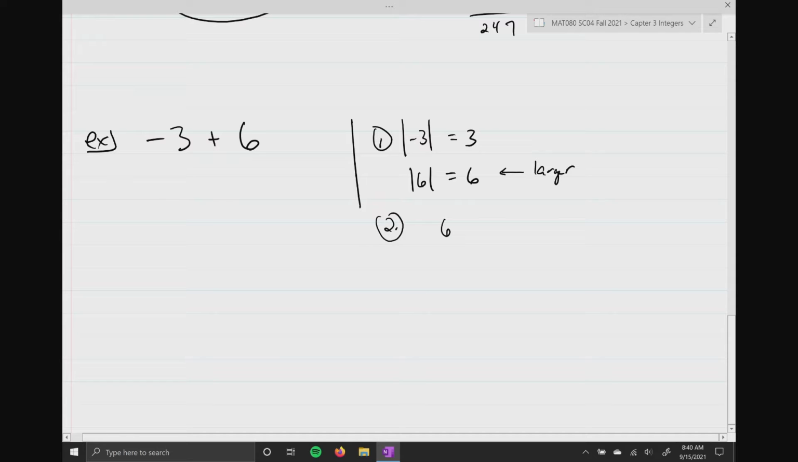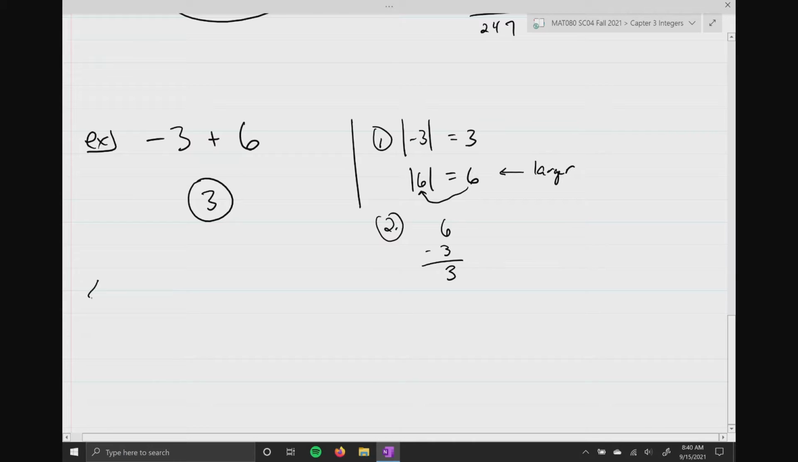Larger number on top, smaller number on the bottom. 6 minus 3 is 3. Step 3, I keep the sign of the original larger number. And what I mean by that is this 6 right here we deemed was larger, and that 6 inside the absolute value is positive. So I know my answer is positive. So negative 3 plus 6 is positive 3.